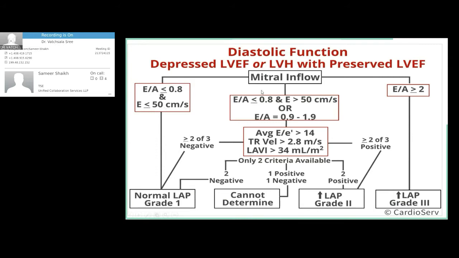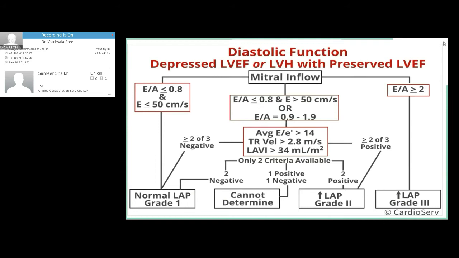Okay, that is grade 1. Similarly, there are two numbers you want to know; at the end I will tell you the two numbers. So similarly, if the E/A ratio is greater than 2, that is straight away grade 3 diastolic dysfunction. Now again you can ask me, madam, how can the E/A ratio be greater than 2?